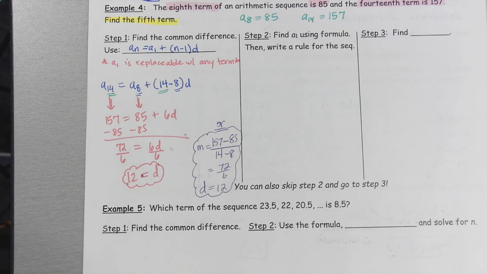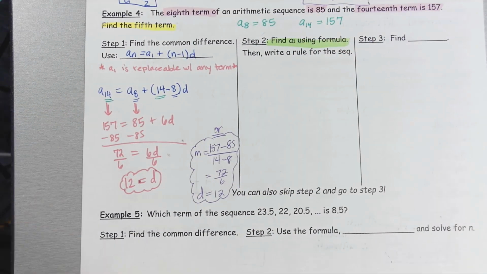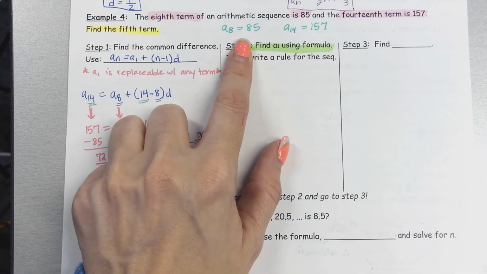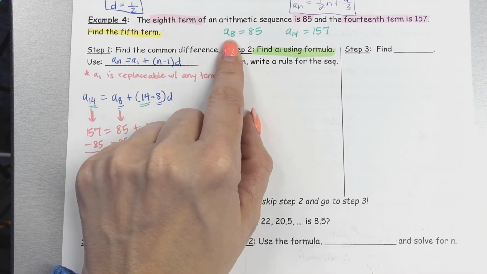That's what I recommend, but like I said, your book does have you find a sub 1, and you might have a question that says also find the first term, and that's what this is good for. You can also just, you know the difference is 12, and this is a sub 8, how could you find a sub 5? Yeah, you could do, well, 12 times, how many times did you have to subtract 12? If this is 8, you want to get to 5.